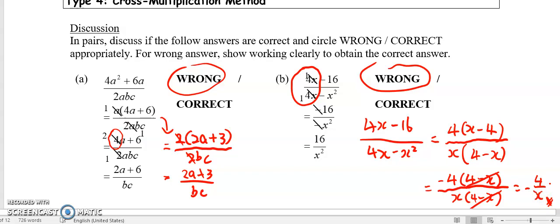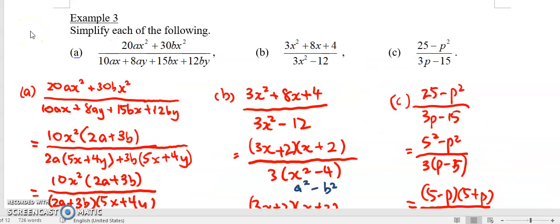Alright. On to the last 3 examples. In example 3, A is a very big fraction. If you see a very big fraction, just look at the numerator, try to factorize it, and the denominator, try to factorize it. In the numerator, we can factorize out 10x squared from the two terms on top.